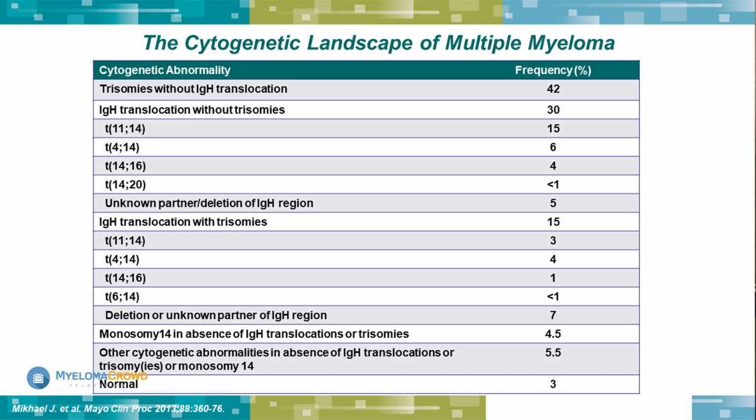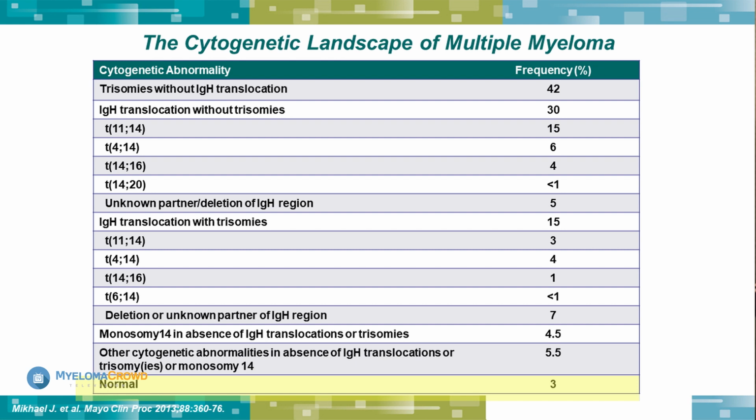This is the chromosomal or cytogenetic landscape of multiple myeloma. So as I said before, you can break this down into two broad categories. So you have the patients who have extra copies of chromosomes, trisomies, or hyperdiploidy, and that occurs in about 42% of patients. This is Mayo Clinic data. You have the IGH translocations that I've already talked about. Those occur in about a third of patients. These are usually mutually exclusive, but 15% of patients will have both hyperdiploidy as well as IGH translocations. And then, only a very small number of patients will actually have a normal cytogenetic profile.